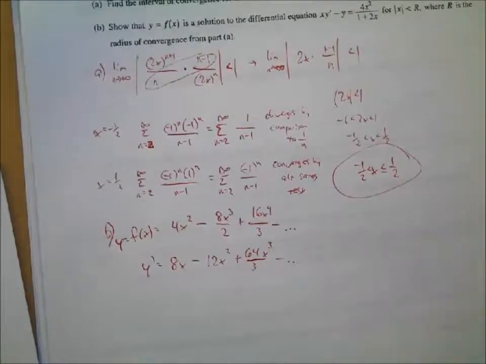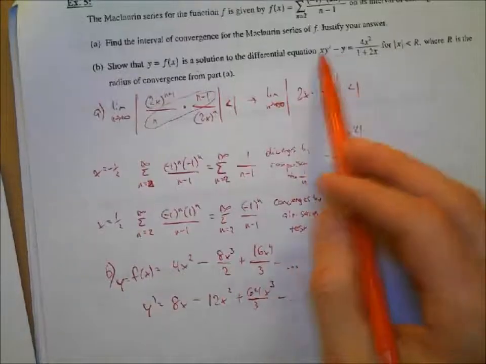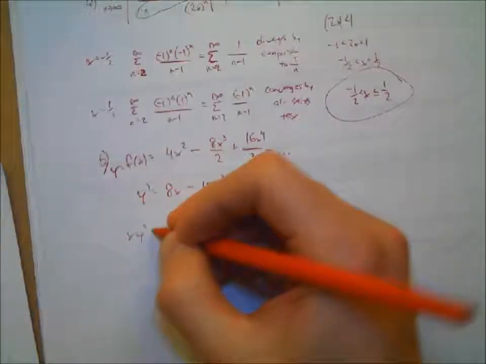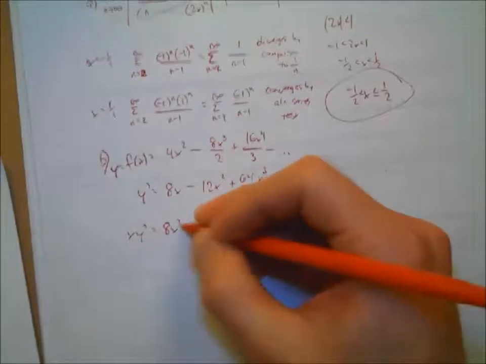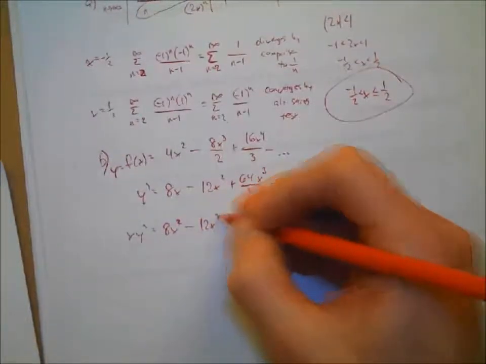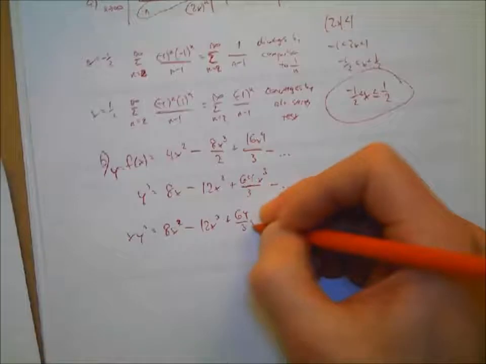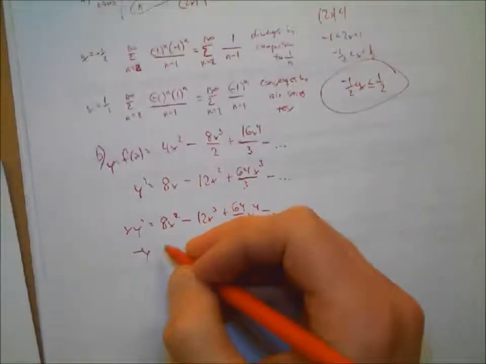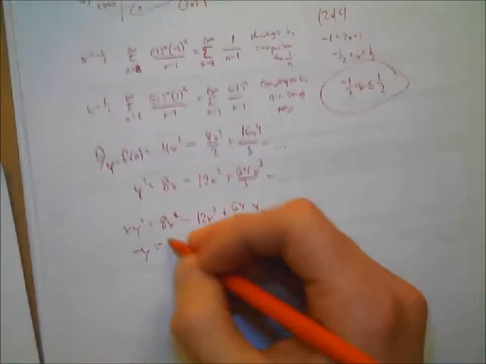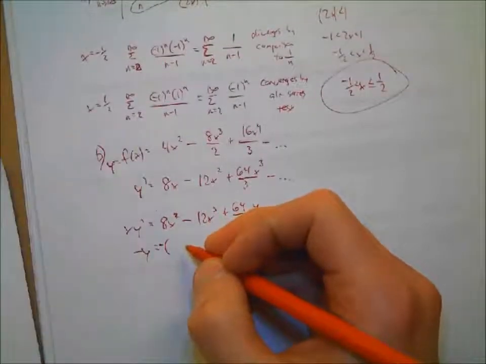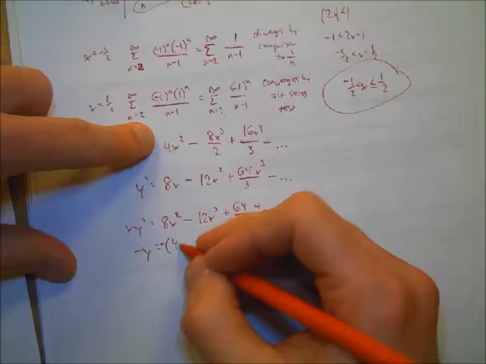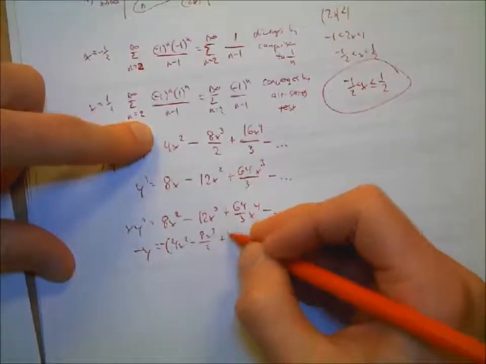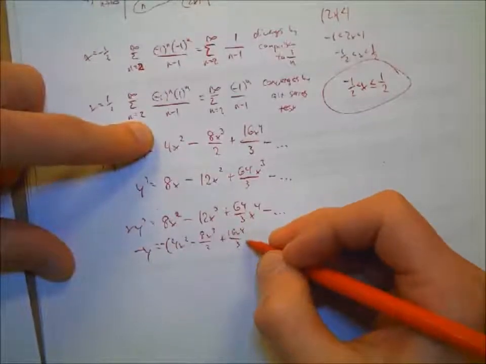Now we'll multiply an x in, because it's not y prime, it's xy prime we're looking for. So I'll make it xy prime, which gives us 8x squared minus 12x to the third plus 64 over 3 x to the fourth, minus dot, dot, dot. And we'll then subtract y. So that's going to be a negative. And then again, what's y? It was that 4x squared minus 8x cubed over 2 plus 16x to the fourth over 3, minus dot, dot, dot.